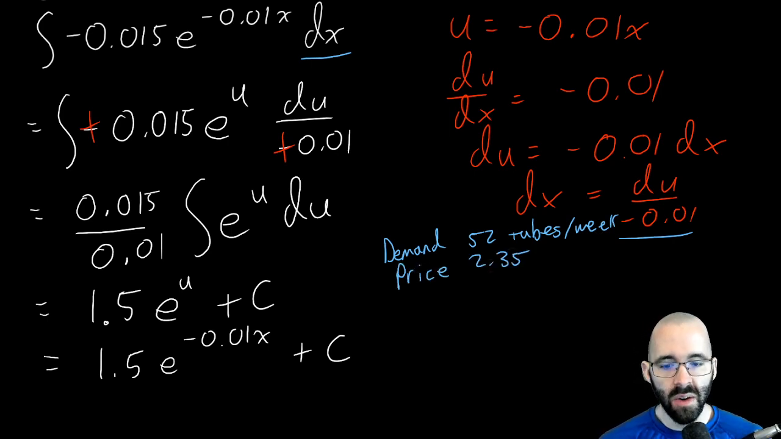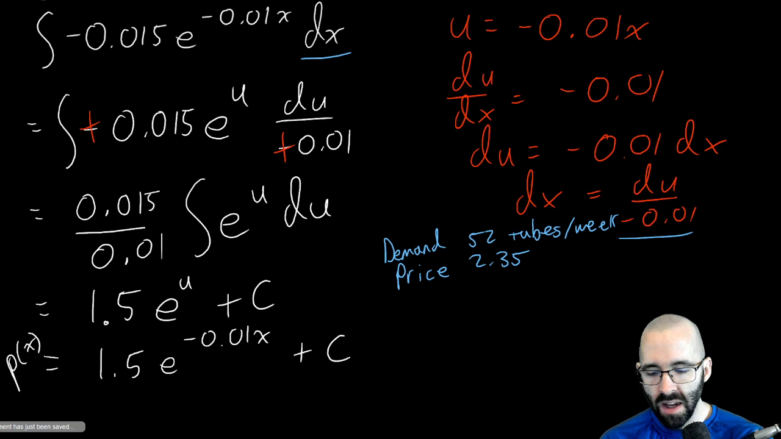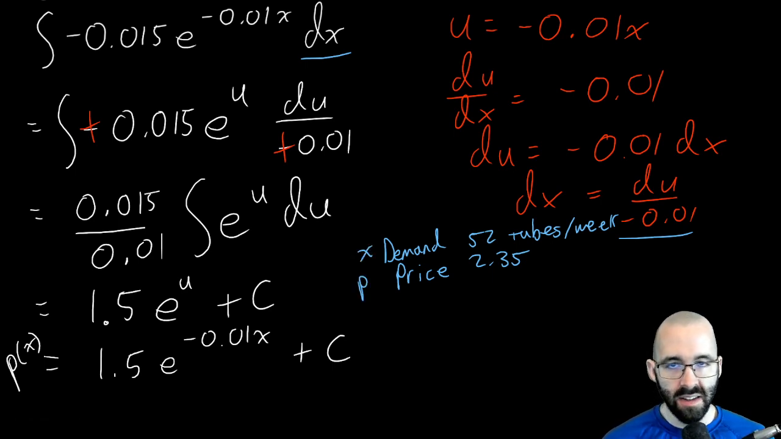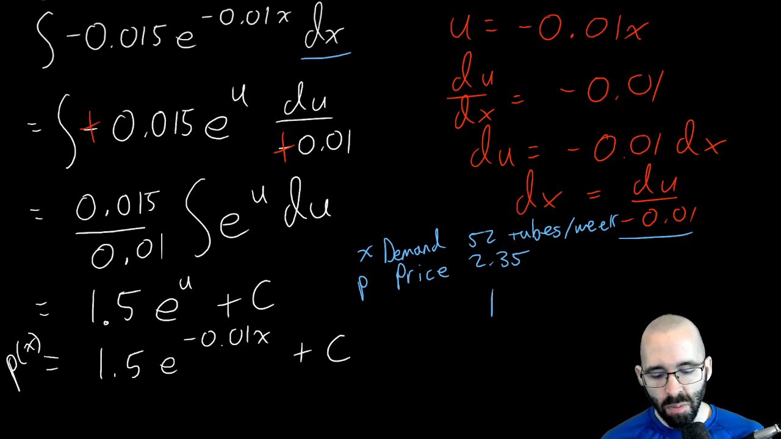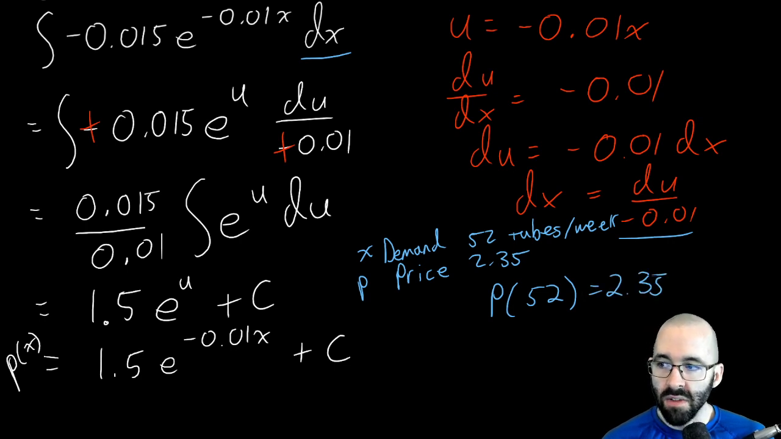We have to use this to find out what C is, because this over here is supposed to be the relationship between price and demand. Price is P, demand is X, remember. Another way of saying that is that the price at 52 should be $2.35. We can use this to solve for C.